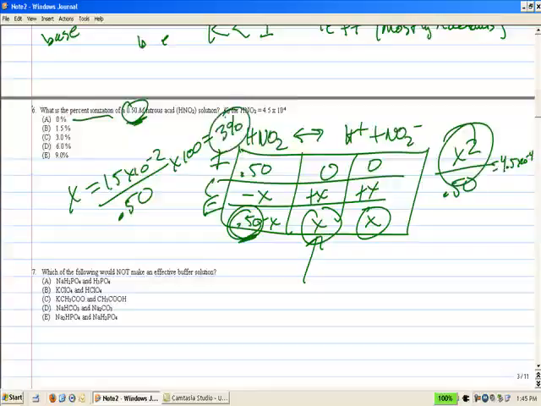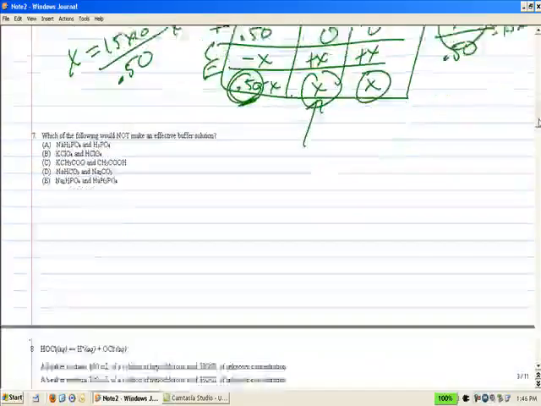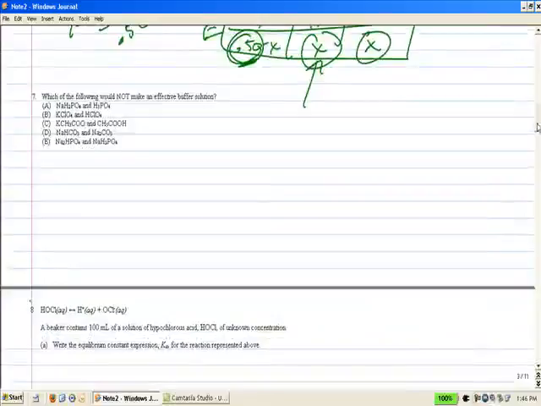So 3% of that solution ionized. So our answer is C. Number 7, which of the following would not make an effective buffer solution?